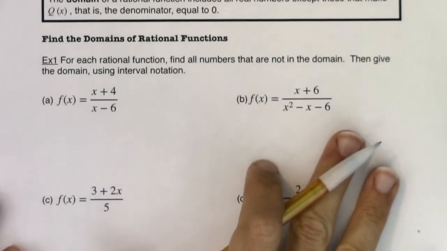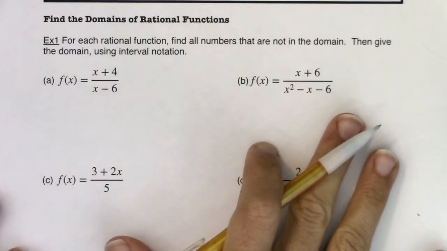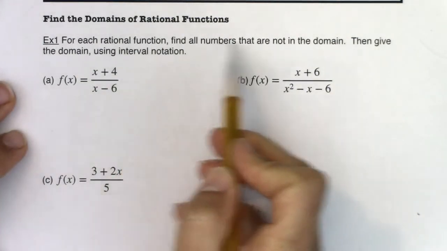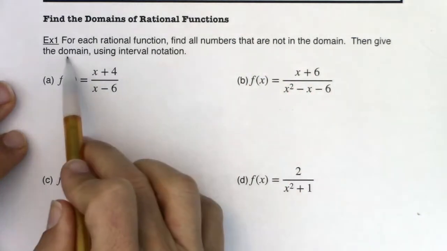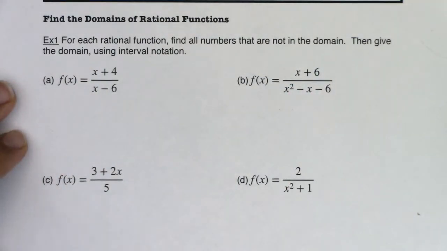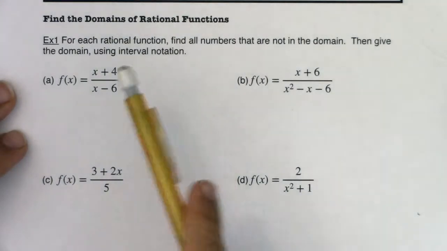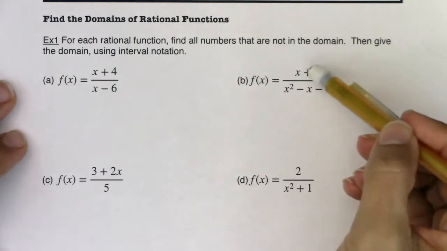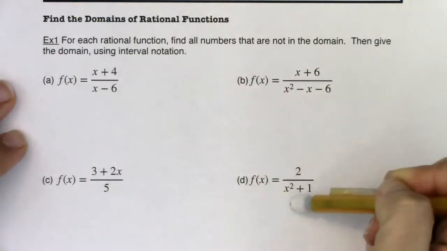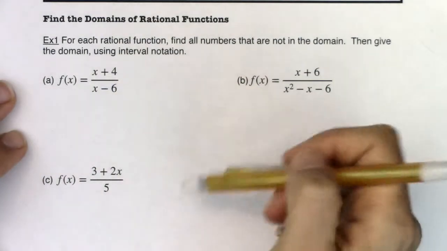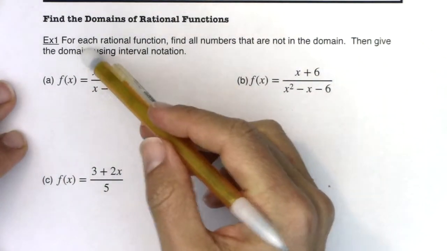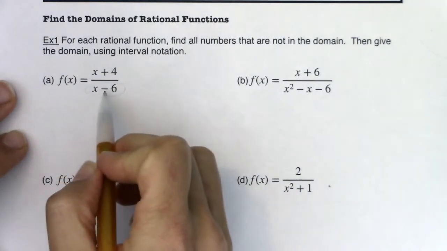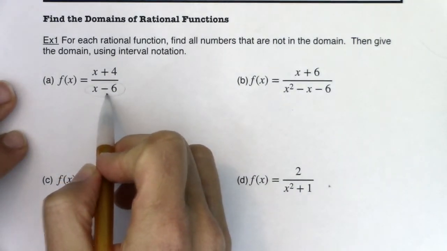So let me scooch this all the way up. There we go. All right. So this says for each rational function, find all numbers that are not in the domain, then give the domain using interval notation. So if we just take a quick look here, I can see I have four rational functions because I have four fractions, right? Numerator, denominator, numerator, denominator, numerator, denominator, numerator, denominator. All right, so let's see if we can start to unpack how to find the domain. If you want to find the domain, what you really want to focus on with fractions is where does the denominator zero out?